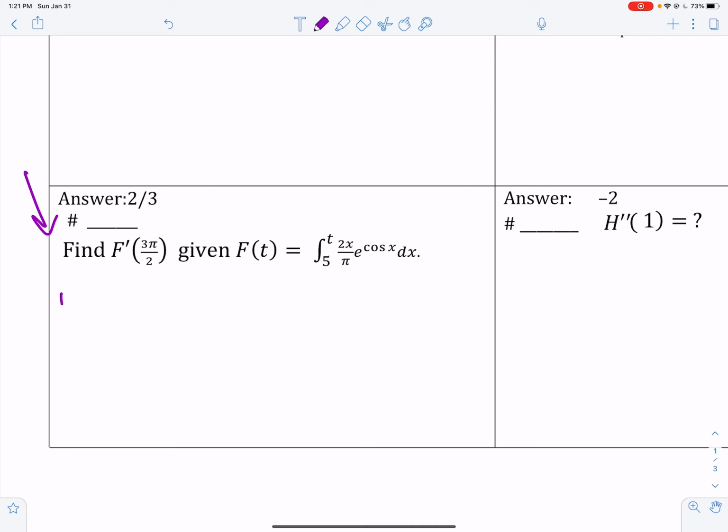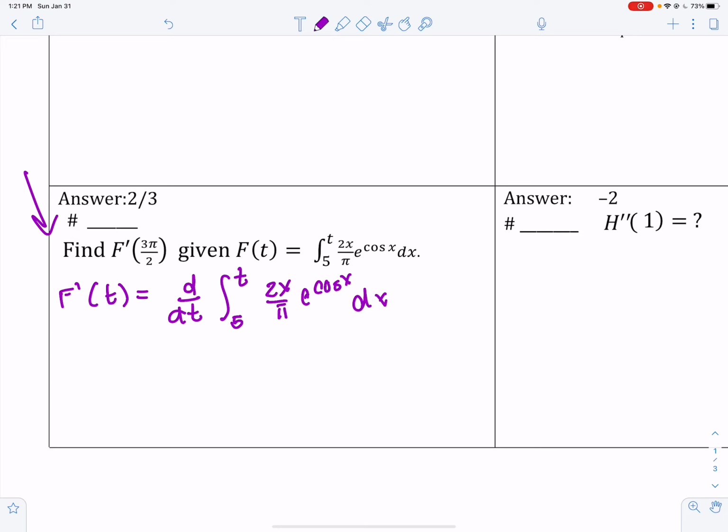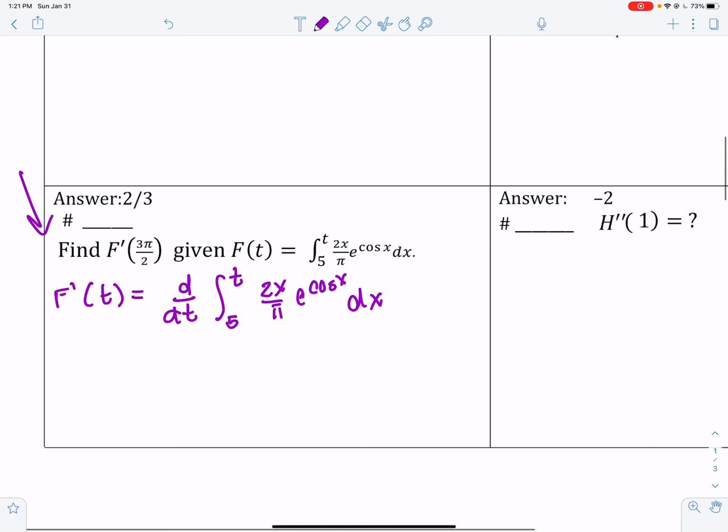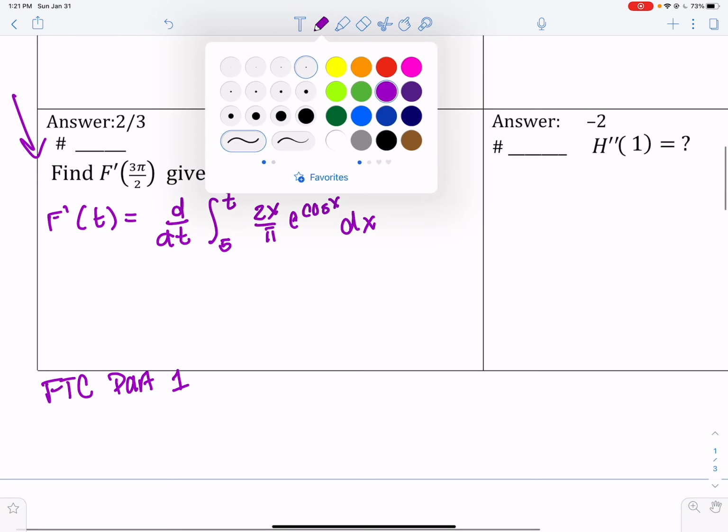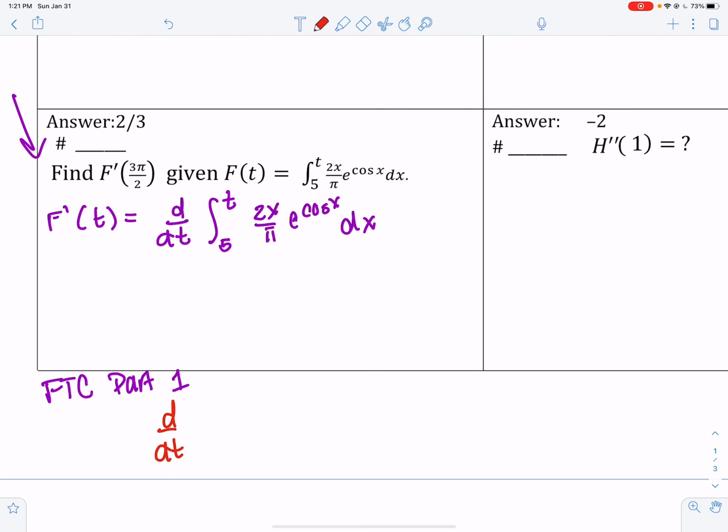So the derivative with respect to t of the integral from 5 to t of this function is, we're going to use part 1 that says that the derivative of the integral from a constant to a variable of a function is the function, but you plug in that variable that you have there. The derivative of the integral, those are going to cancel out, but you have to make sure you use the correct variables.